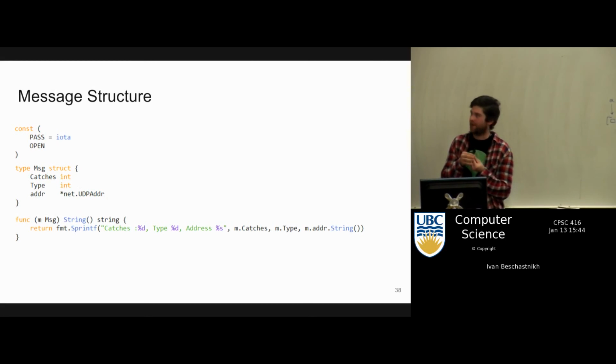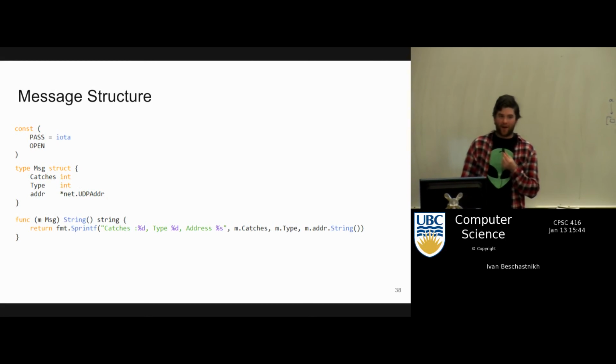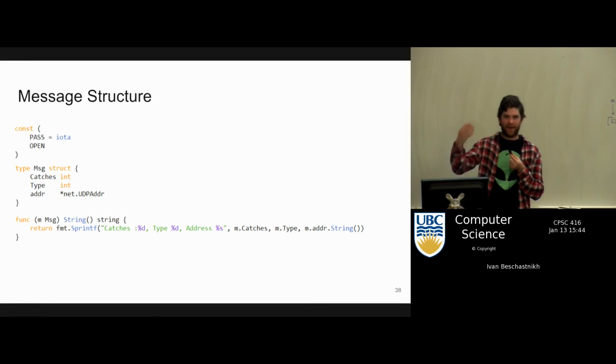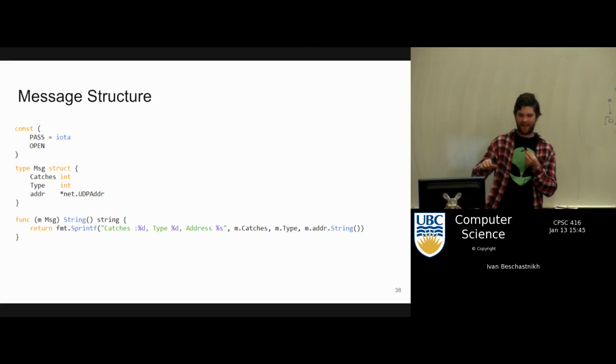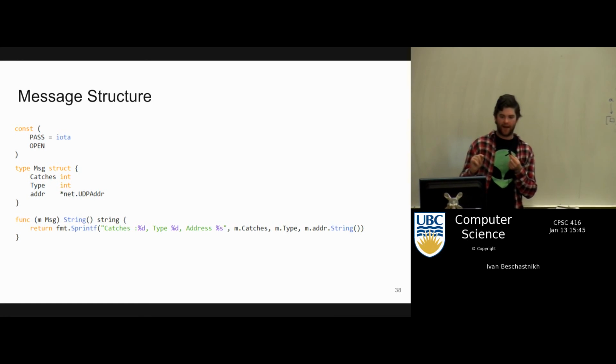Okay, the message structure. Oh, we got 5 minutes left. Okay, so a convenient way to make a bunch of messages is to have some sort of constant with this iota, which just iterates, so pass is 1, open is 2. The message structure itself, I'm just putting the catches and the type inside of it. I've also, for convenience, put the address of the person who was sending it. Notice that it's a lowercase a, so it's not actually being sent over the network. That's something I'm going to be adding in when I receive messages.